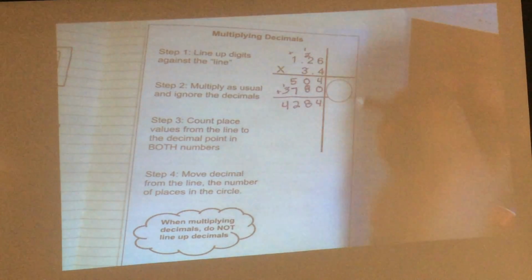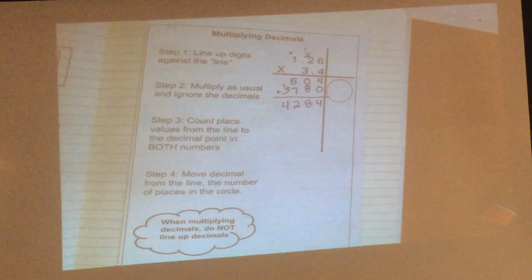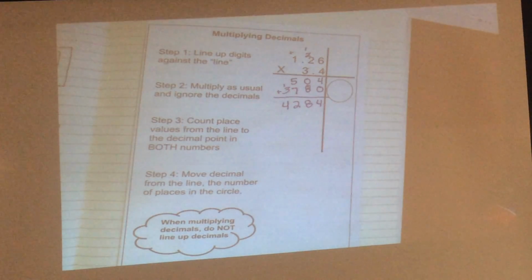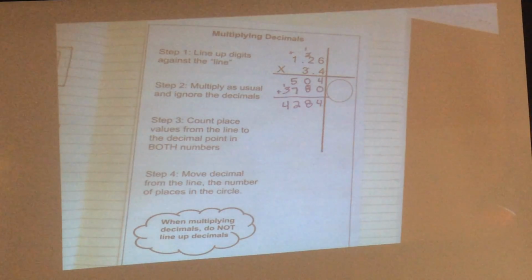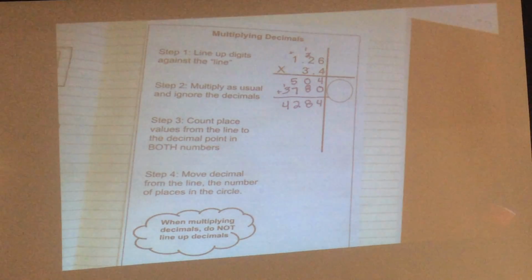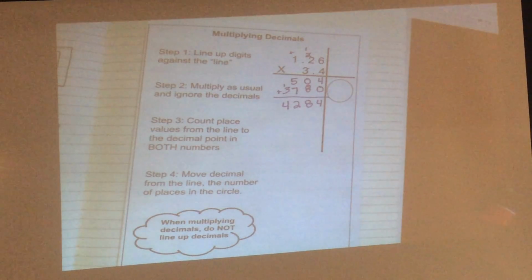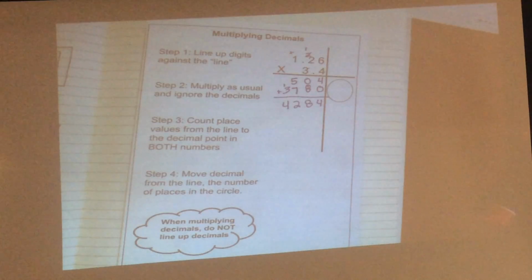4. Okay. Is that my answer though? No. So think about it. 1 and 2600 is about 1, right? And 3 and 4 tenths is about 3. Does it make sense that 1 times 3 is 4,284? No, that doesn't make sense, right?